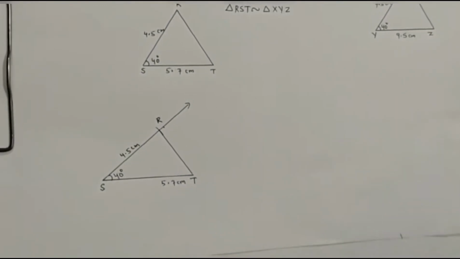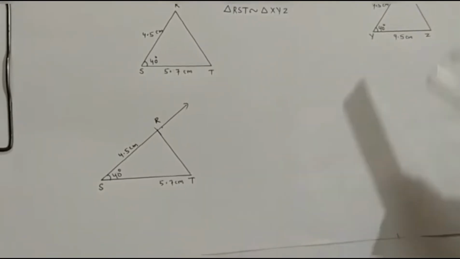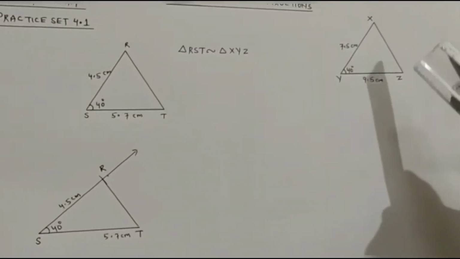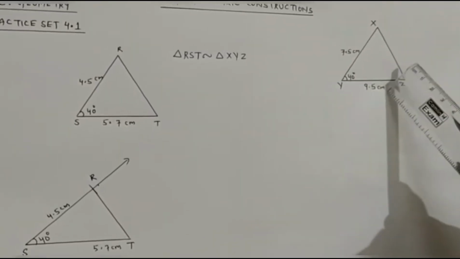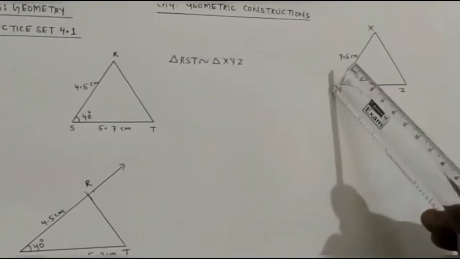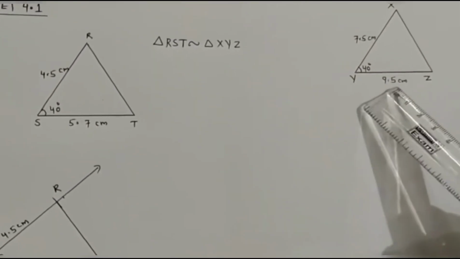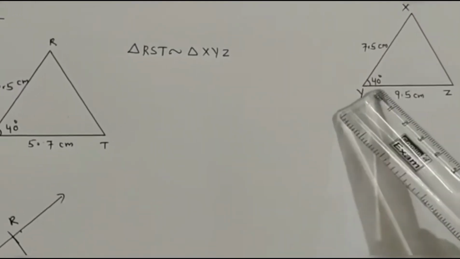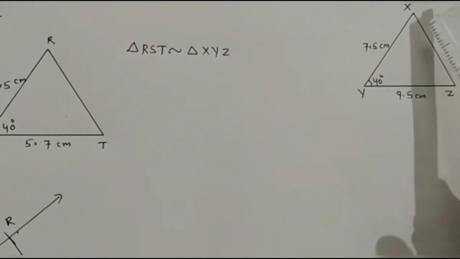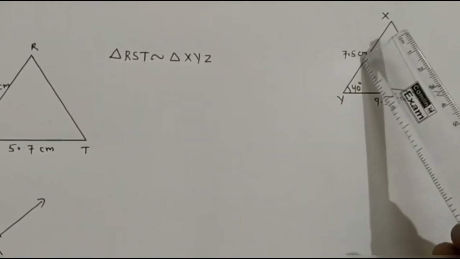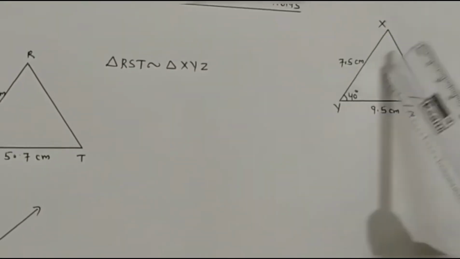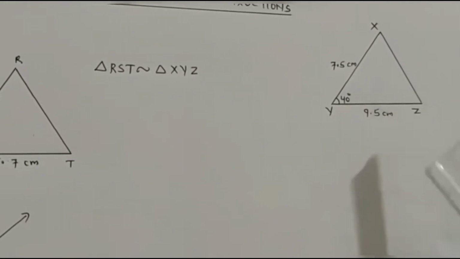And now next, how we constructed triangle RST. In the same way, we have got the measurements of this triangle XYZ also. This is the rough figure of XYZ. YZ is 9.5 centimeter, angle Y is 40 degree, and XY is given 7.5 centimeter. So we have to construct this triangle. Okay, this is the rough figure of that.